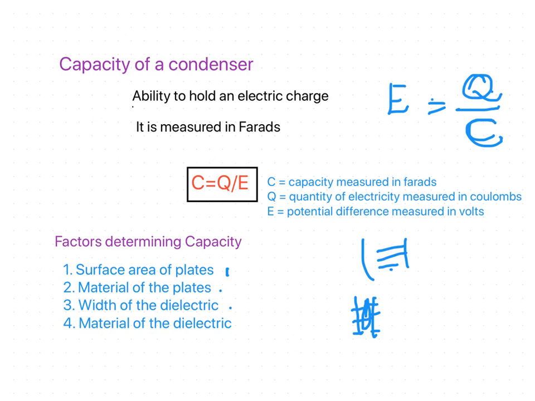What is the capacity of a condenser? The ability to hold an electric charge is called the capacity of a condenser. This capacity depends upon the quantity of electricity measured in coulombs and also the potential difference developed in between the plates, and the important factors which determine the capacity are the surface area of the plates, material of the plates, width of the dielectric and material of the dielectric.